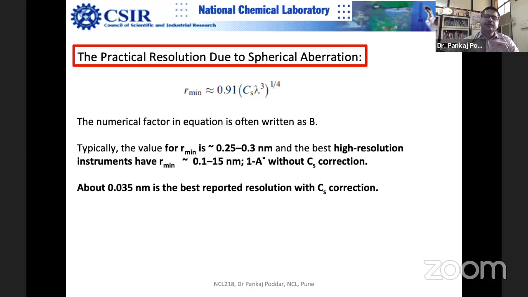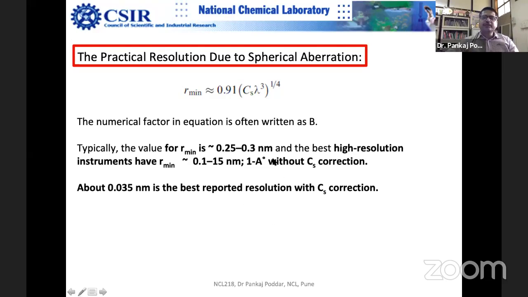You can't do anything with that, because you won't be able to image your lattice fringes if it is so, because the d values will suffer. You will not be able to see. I'll give you a way around that, how you can bypass these conditions.